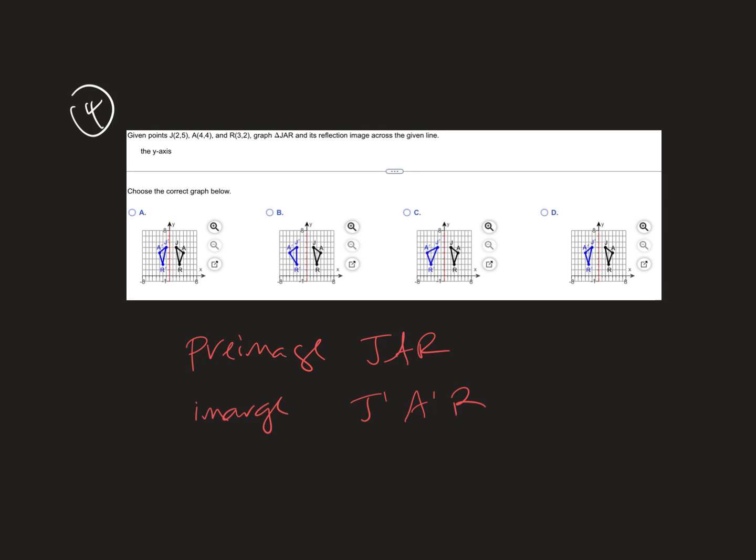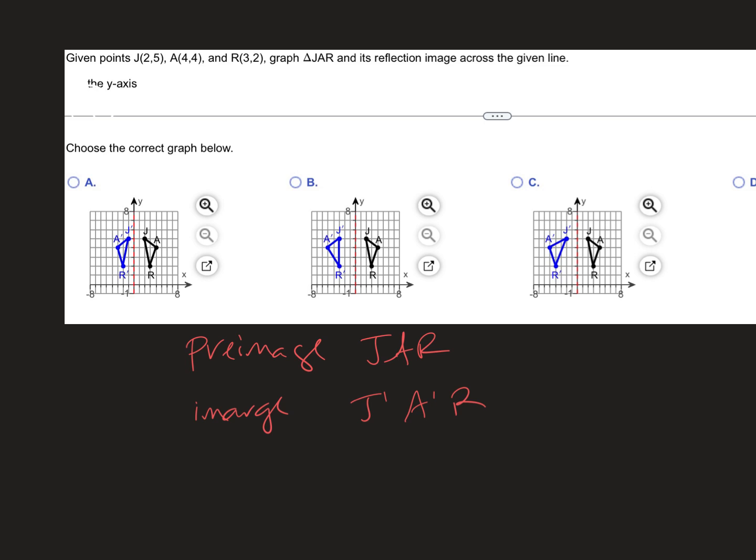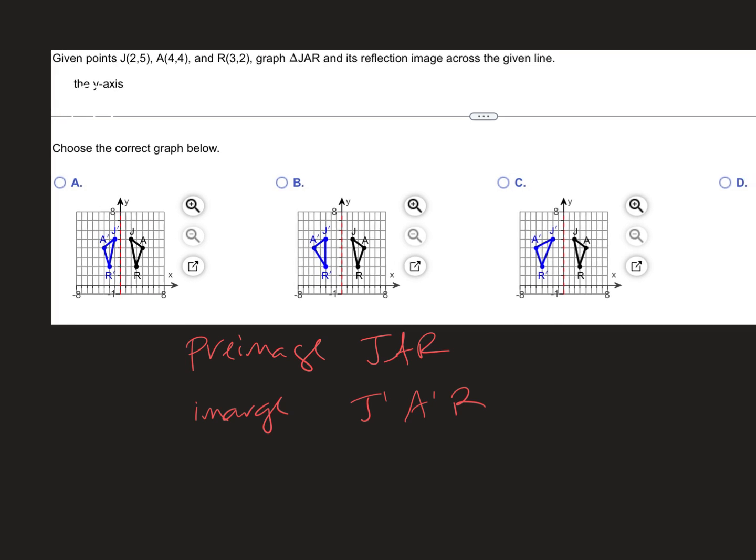Okay, so for these guys, I'm going to zoom in a lot because the differences are really hard to spot. When I look at letter A, what I see is that the distance between the line of reflection and each of the points is different. So here the difference is 1 and here the difference is 2. So that is not a true reflection. On letter B, I see this difference here is 2 and this difference here is 3. So again, it's not a true reflection.